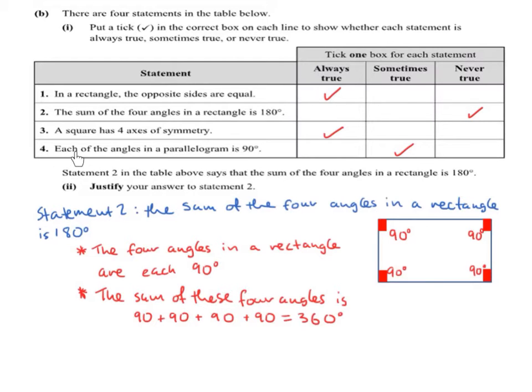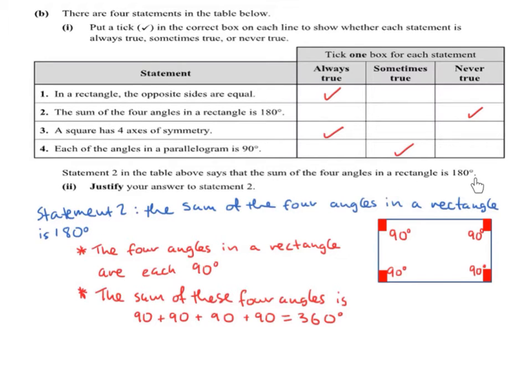Statement 4, each of the angles in a parallelogram is 90 degrees. This is sometimes true, because if we had a square or a rectangle, that is technically a parallelogram, because the opposite sides in a square or a rectangle are going in the same direction. So technically, a square and a rectangle are actually parallelograms, and the angles of a square or a rectangle are each 90 degrees.